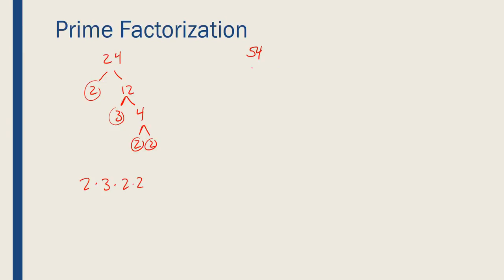Okay, so there's a lot of ways to break this down at the start. I did 9 times 6. That'll give me 3 times 3, and 3 times 2, so 3 times 3 times 3 times 2. So hopefully you have no problems doing that.